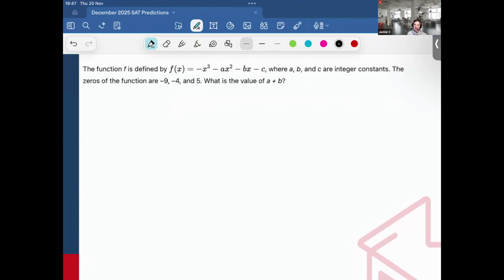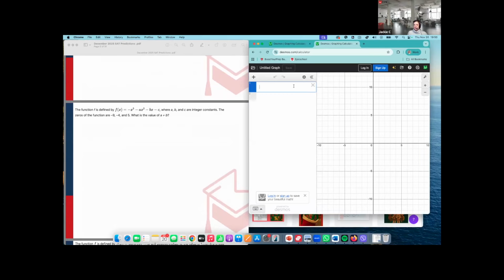So here we have the function f defined as f of x is equal to -x cubed minus ax squared minus bx minus c, where a, b, and c are integer constants. The zeros of the function are -9, -4, and 5. What is the value of a plus b? So this one too, I would say, is another great one to solve in Desmos. So we can see once again, I would type in our table, and the zeros would be when it gives us the x values and the y's would be at 0.